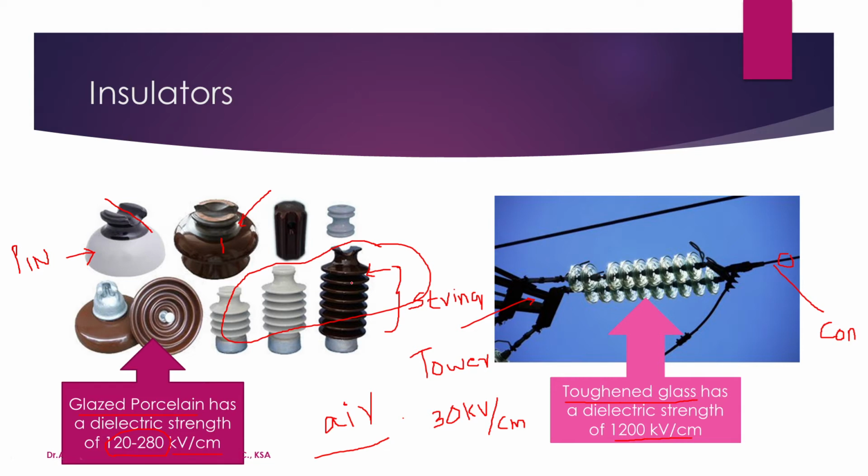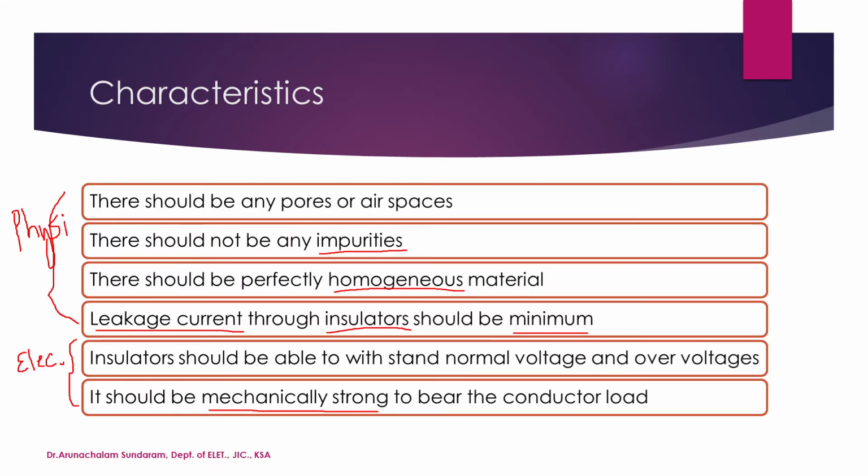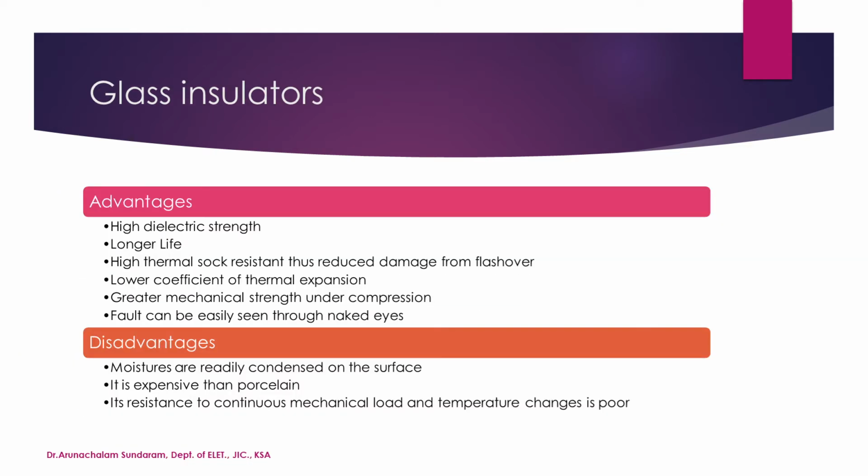Glazing means polished. Why do we need polishing? Again, I am repeating, because whenever there is air or when the climate is wet, water can enter into the porcelain and it will reduce the dielectric strength. So in order to prevent it, we use glazing. Now we are going to compare the two insulators. I already told you there are two insulators. Porcelain is normally or widely used. So we will compare glass with porcelain.